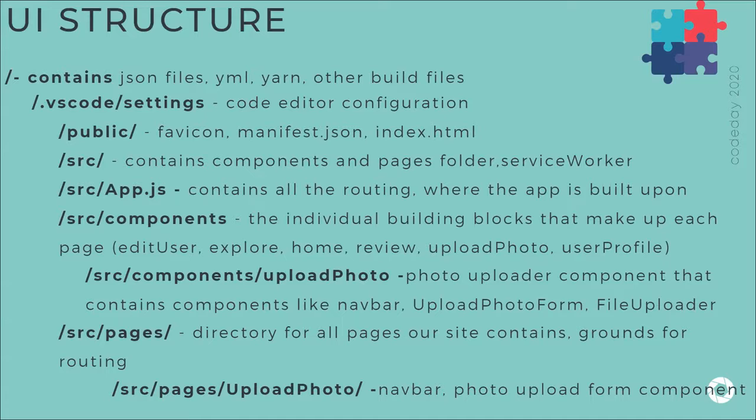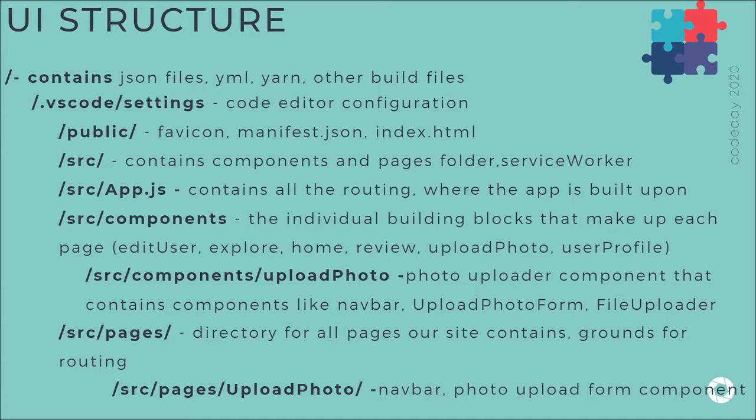Our app.js is basically where the app is built upon. It contains all of our routing, all of our pages. Our components directory under our source files is basically the individual building blocks that make up each page. For example, we had edit user, explore, home, review, upload photo. All of these directories I've listed have their own individual components that we then can integrate into making our pages.